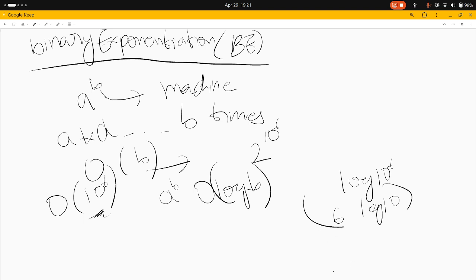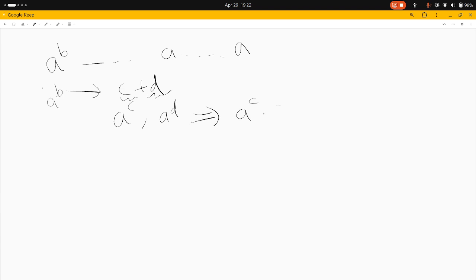So how do we do that? It's a question. Let me take the example a power b. The brute force method is a multiplied b times, but we can do something different this time. Firstly, we can divide b into some c plus d. So c can be something, d can be something. If we divide this, we compute a power c separately and a power d separately. Then we can directly compute a power c into a power d to get a power b. This is a basic thing.